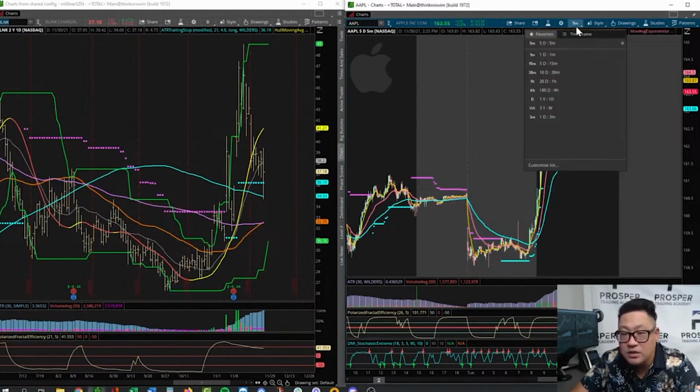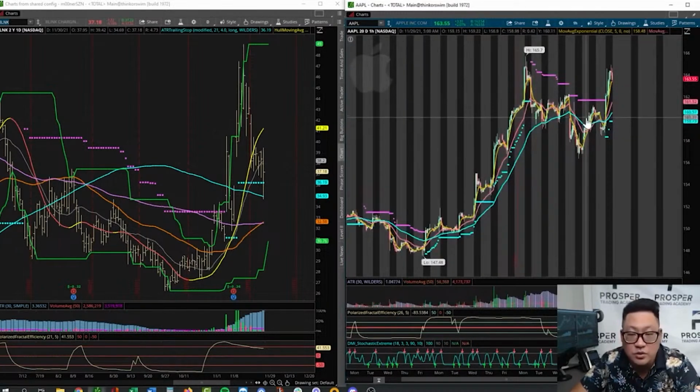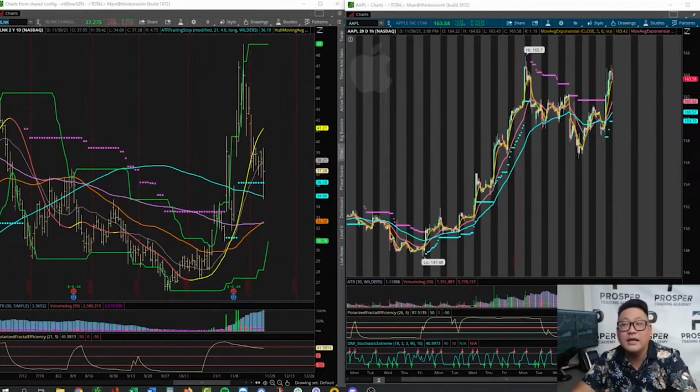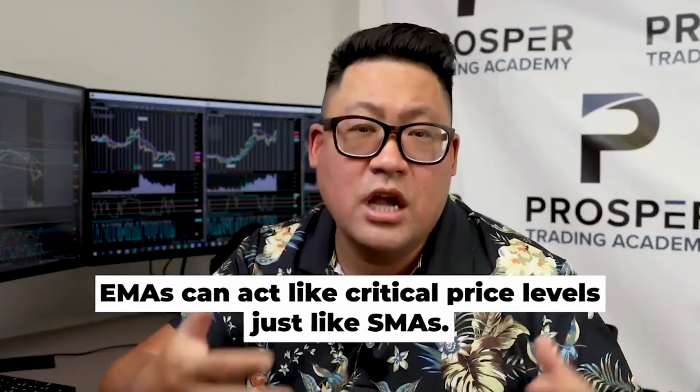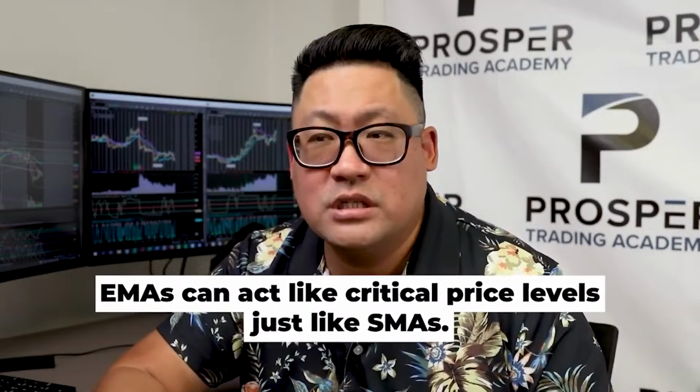In the same sense as well, if you guys are looking at swing trades, remember I highlighted that these moving averages can be support and resistance. Now, when we talk about EMAs, they too can react as critical price levels, just like simple moving averages.